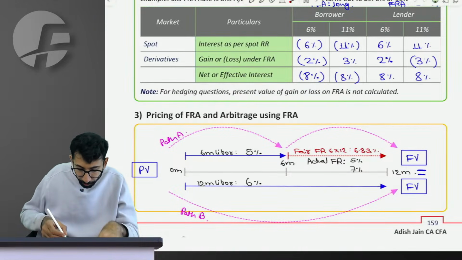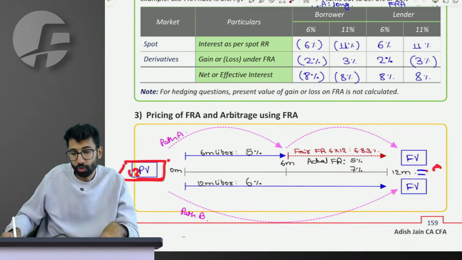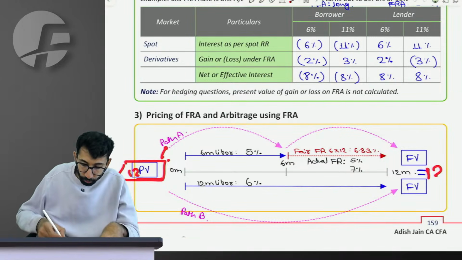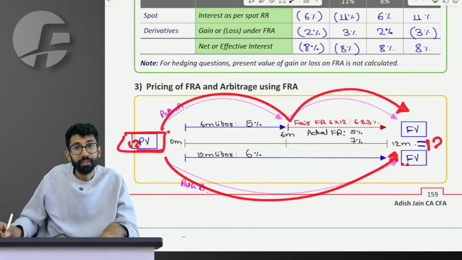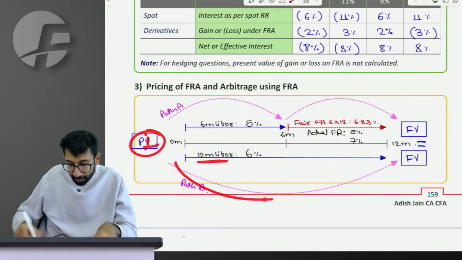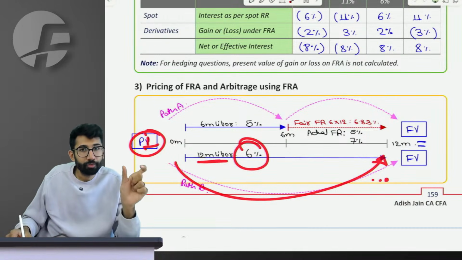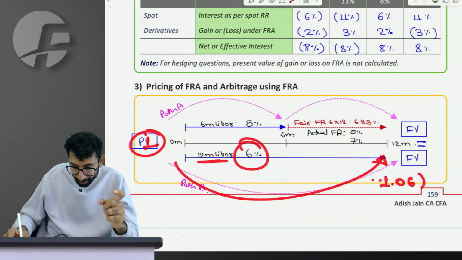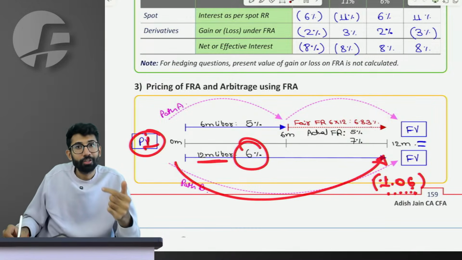If I have 1 rupee here to invest and if I want to invest it for a period of 12 months, then do you agree there are two ways to invest? One, this path, path A, another is path B. This 1 rupee, if I want to invest, I can invest in one shot for a period of 12 months at the rate of 6%. My amount of 1 rupee will be after a year become 1.06. Common sense. Similarly, I have another option.